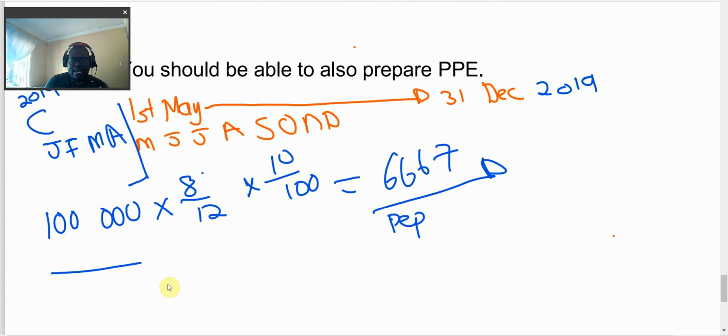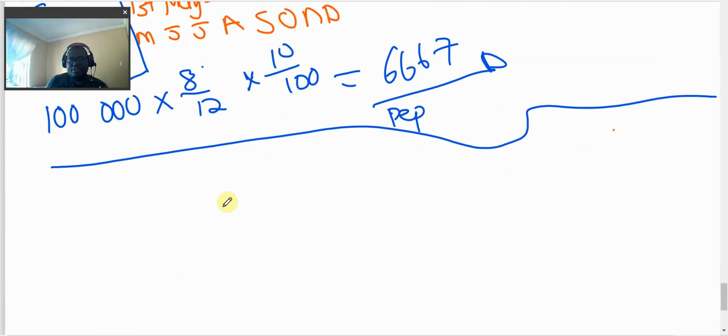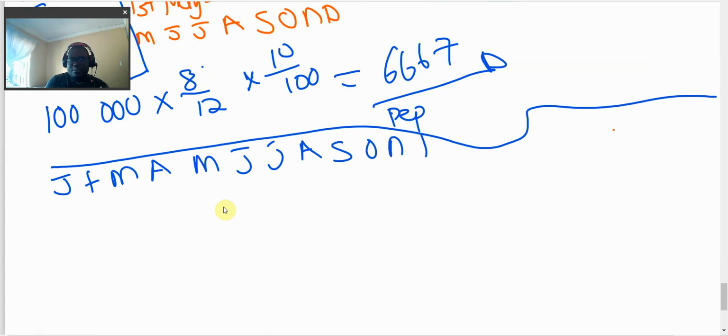I'm going to draw a timeline again so that you can understand. So if you check, from January, February, March, April, May, June, July, August, September, October, November, and December, if you calculate the period, that equals to 12 months. You can check it out. 1, 2, 3, 4, 5, 6, 7, 8, 9, 10, 11, 12.